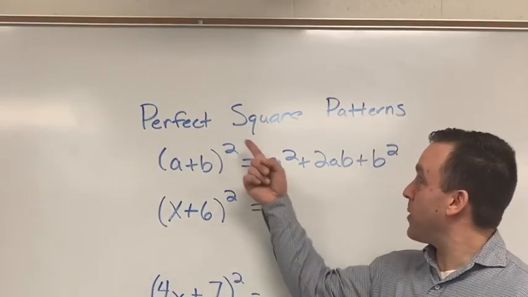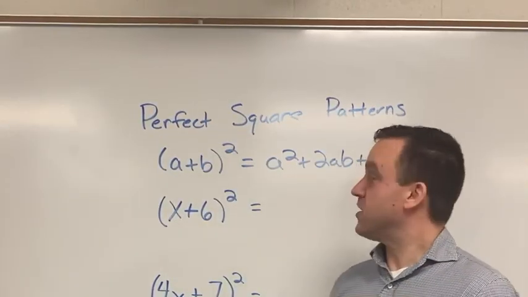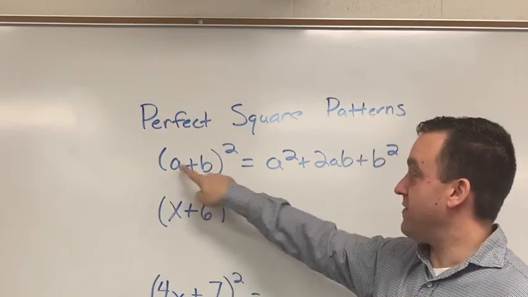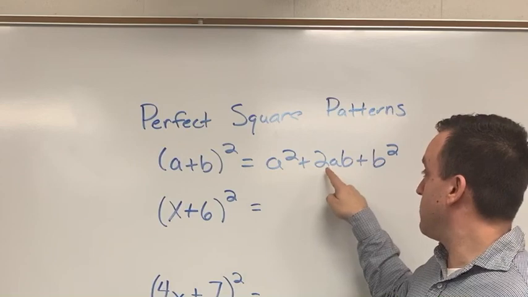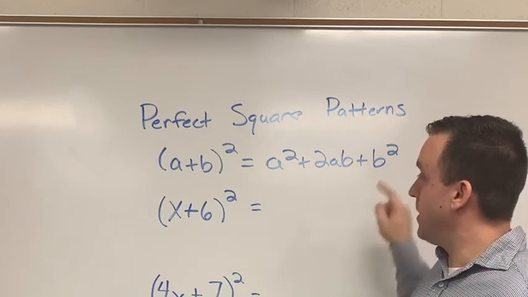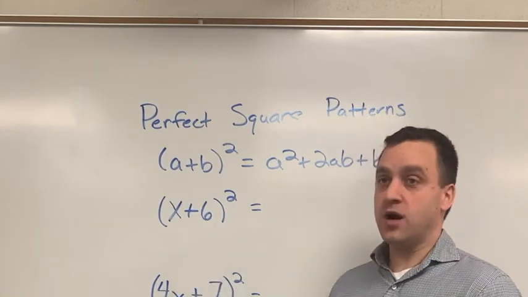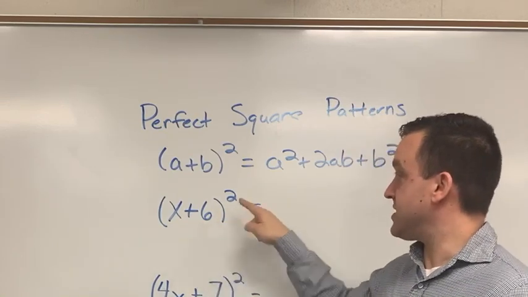Okay, we're going to talk about perfect square patterns. The first perfect square pattern is when we have a plus b and we square it. Now that works out to a squared plus 2 times a times b plus b squared. So we'll start with a simple example, x plus 6 squared.